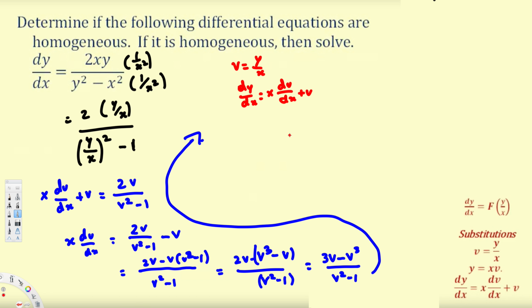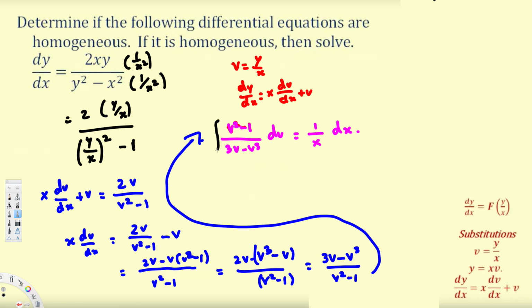So first let's bring the v's to this side. So this is going to just flip around. So we are going to have v square minus 1 on top, and then in the denominator we are going to have 3v minus v cube and also dv, right? On the other side of the equation we are going to have 1 over x dx. So this is what we have. Now we found out this is separable. Now all we have to do is integrate.